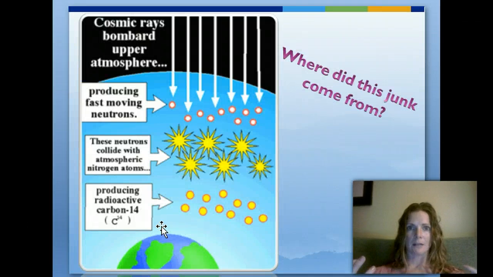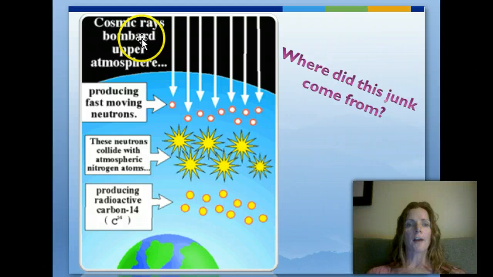Now, like I said, you're like, where did carbon-14 come from? I don't get it. You say that these organisms are just absorbing it. Well, when you think about it, here's our Earth. There are cosmic rays constantly bombarding the upper atmosphere, okay? These cosmic rays produce fast-moving neutrons. Remember, neutrons have a neutral charge. They're found in the nucleus, okay?